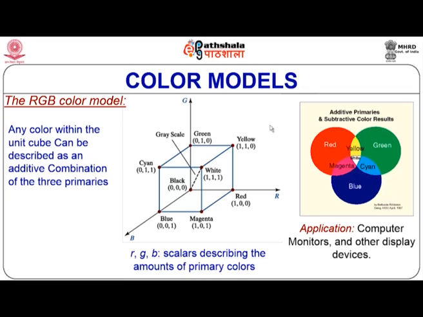The best example is monitors and display devices, where colors are added to get colors of choice. That is why these are called additive primaries. Now what is the color gamut for the RGB color model, which is a practical color model? The color gamut is nothing but all colors that lie within the standard unit cube.